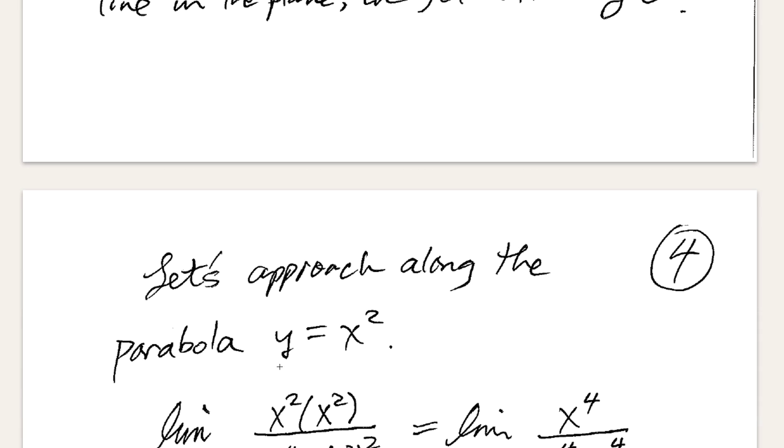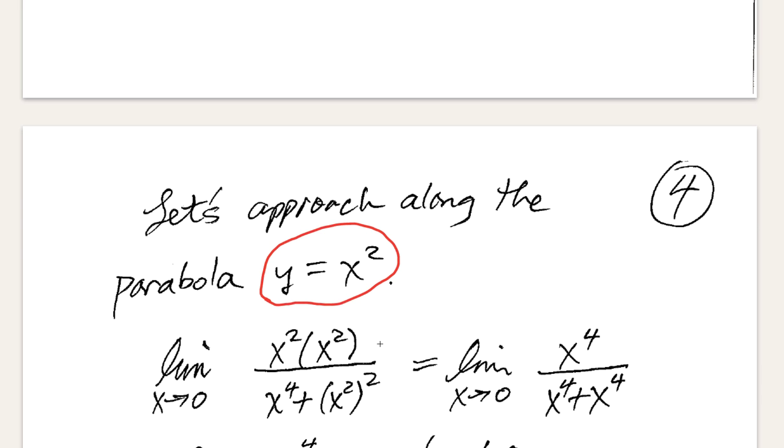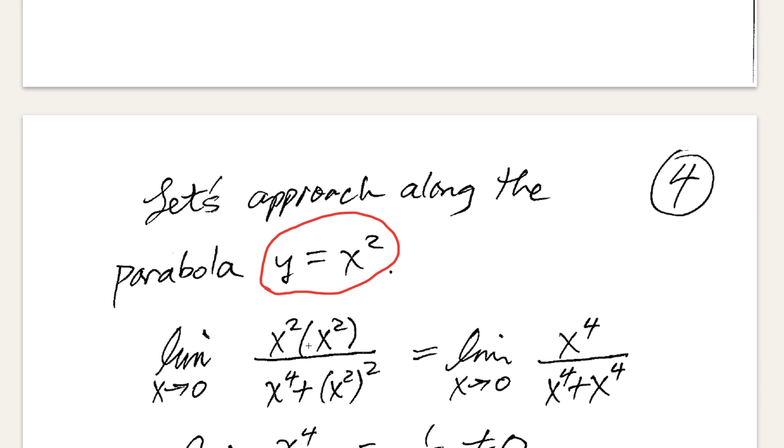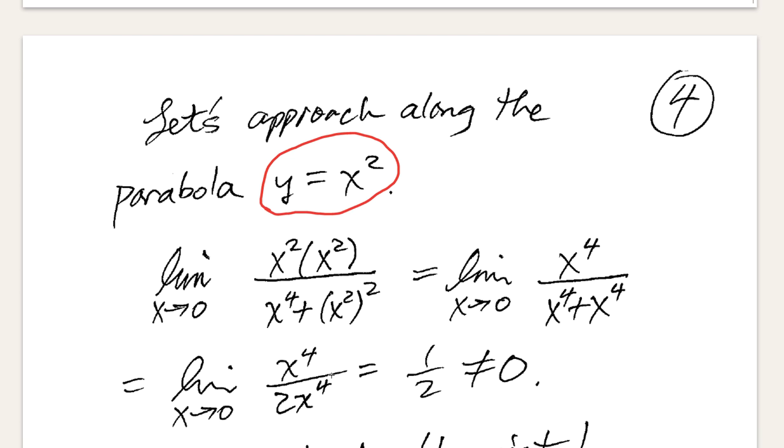But how about if we approach the origin along the parabola y equals x squared? So you're going to replace y by x squared everywhere in the original formula. So you're going to have x squared, y becomes x squared, x to the fourth plus y squared becomes x to the fourth plus x to the fourth. X to the fourth divided by x to the fourth plus x to the fourth is x to the fourth divided by 2x to the fourth. Now x is approaching 0 but is not equal to 0. What happens? I always get a half.